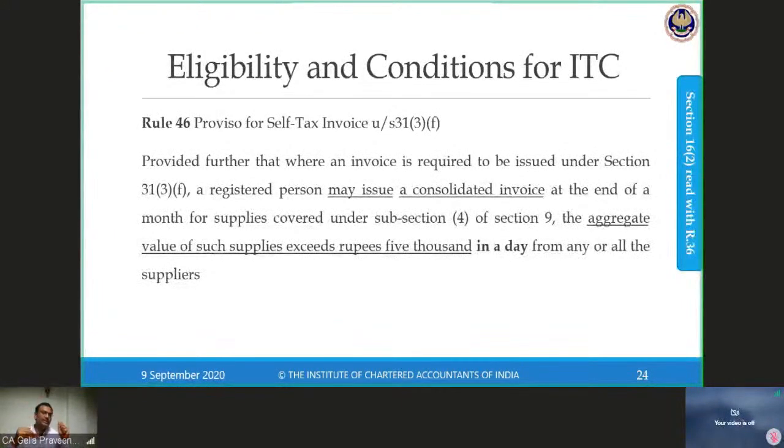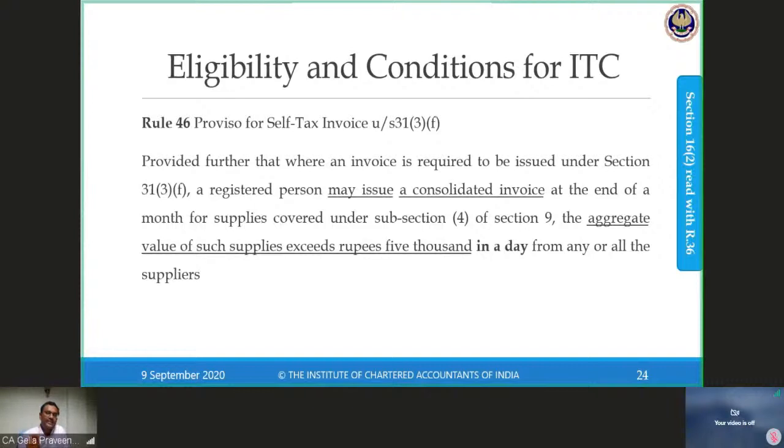Now people are asking questions on RCM. My submission here is, any tax which I am paying under RCM, as per Rule 46, I have to show some document called a self-tax invoice. So please make a note in your working note. Write down RCM-1, Section 31(3)(f) hyphen self-tax invoice. Below that, refer Rule 46 for format.